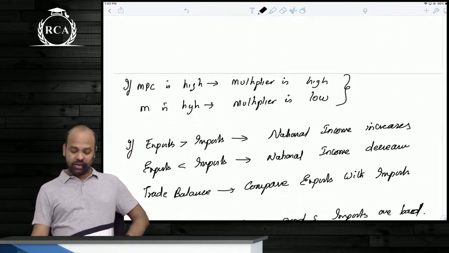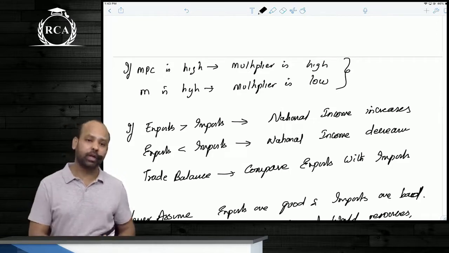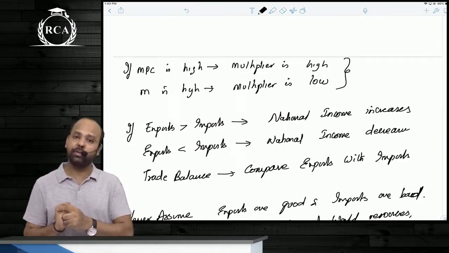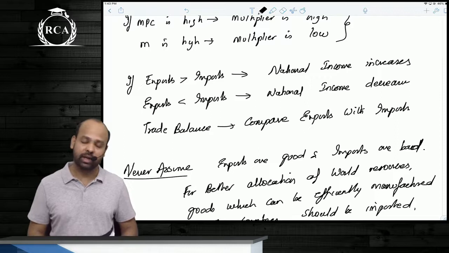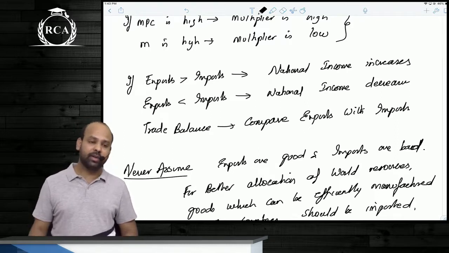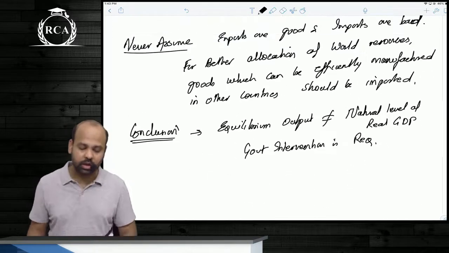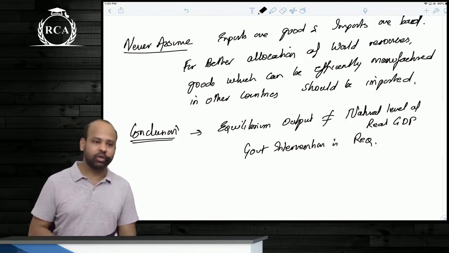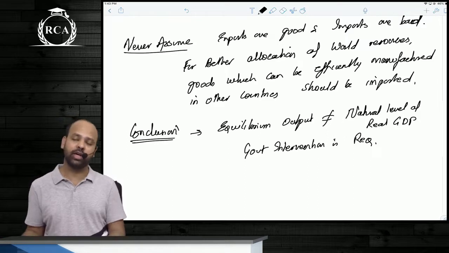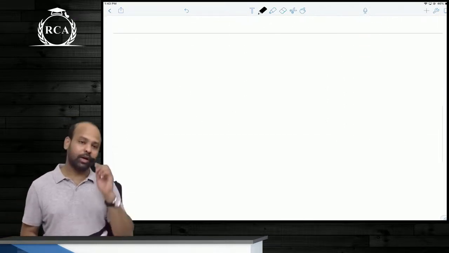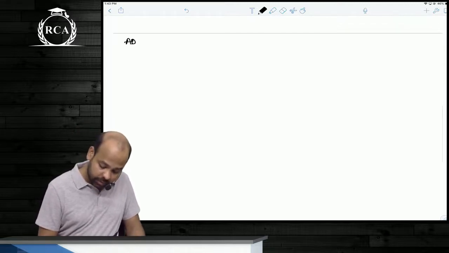Understood? After that, I told you that if your marginal propensity to consume is high, undoubtedly your multiplier is high. If your marginal propensity to import is high, the multiplier will be low. If your net exports are positive, national income increases. If net exports are negative, national income will reduce. Trade balance is where you compare exports with imports, and exports are equal to imports. Okay? Never assume that exports are good and imports are bad, because we want a proper allocation of world resources. We are thinking from the viewpoint of the country, but ultimately we would want a proper allocation of world resources.